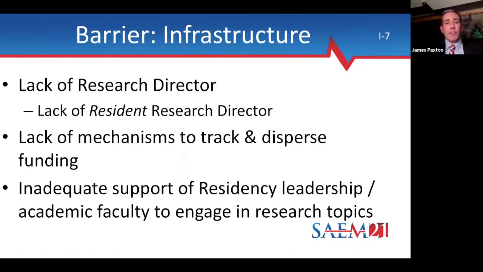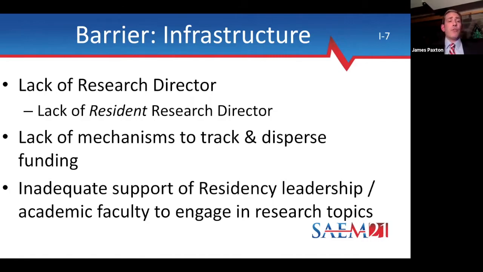Another big problem, infrastructure. This is so common. A lot of programs don't have a designated person who's being paid or given protected time to do the function of a research director. And this is a big problem because if it's not one person's job, then it's nobody's job, right? So if you don't have a designated research director, there are many tasks that simply won't get done or won't get done in a timely manner.